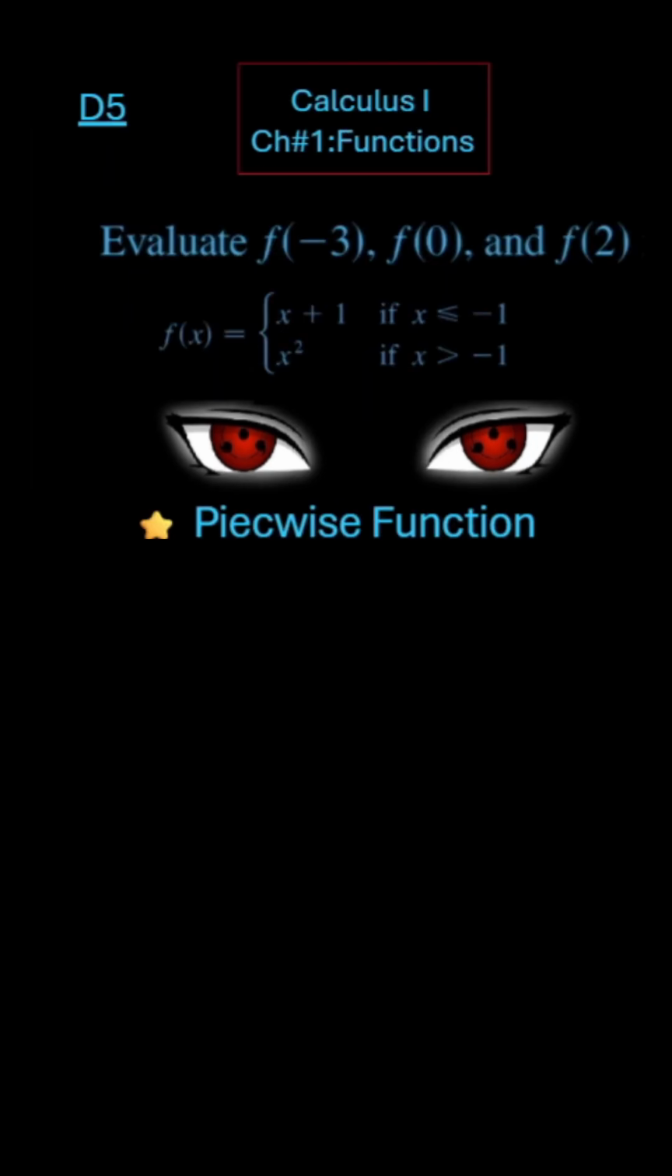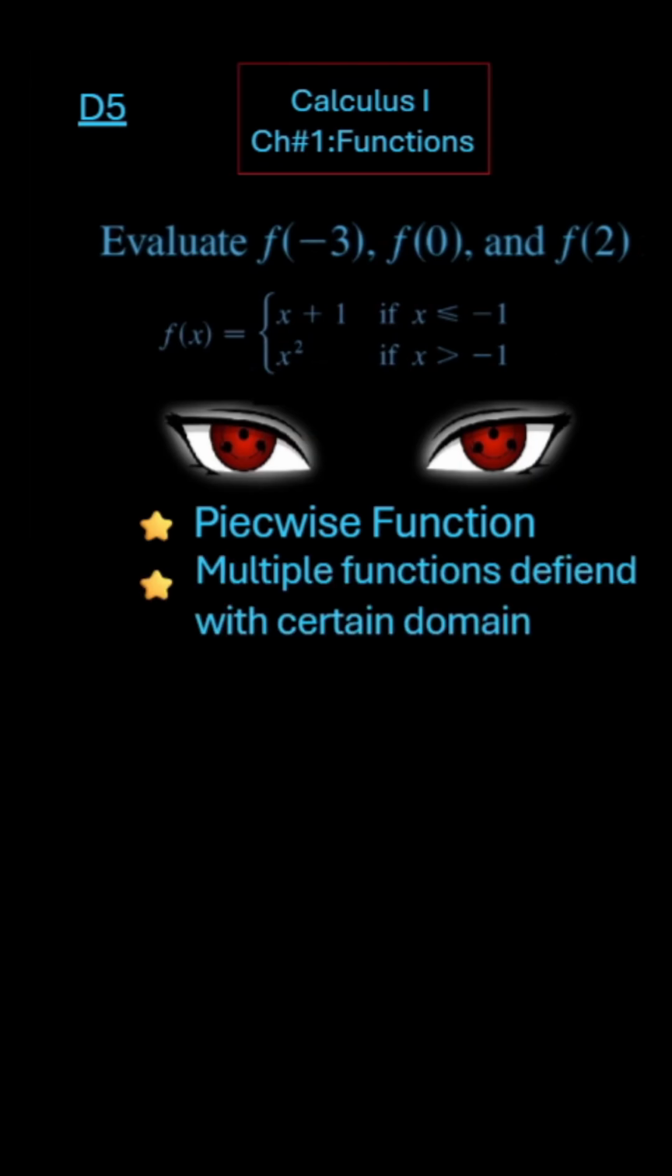This is a piecewise function. It is a function defined with multiple functions with different domains. To evaluate a certain output, we look at the value and assign it to the correct domain. To evaluate f of -3, since -3 is smaller than -1, we'll use the first formula x plus 1, which equals -3 plus 1, which is -2.